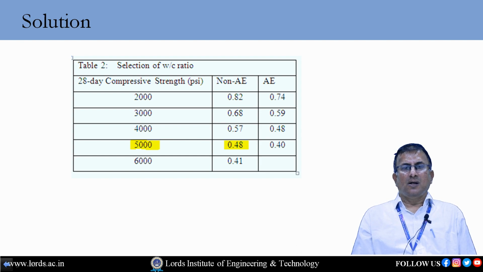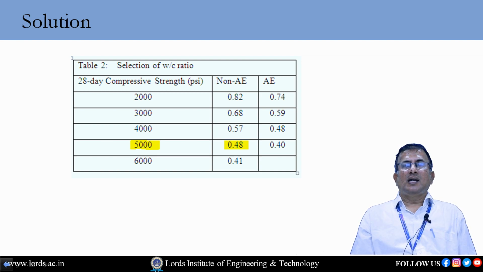Suppose the compressive strength of the concrete is 50 megapascal or 50 Newton per millimeter square. For non-air entrained concrete, the water cement ratio that we should consider is 0.48, whereas for air entrained concrete, normally the water cement ratio we take is 0.40. But in this problem, the compressive strength given is 50 megapascal. So for this problem, for non-air entrained concrete, for a compressive strength of 50 megapascal, the water cement ratio we should consider is 0.48. You can observe this from the tabular form.